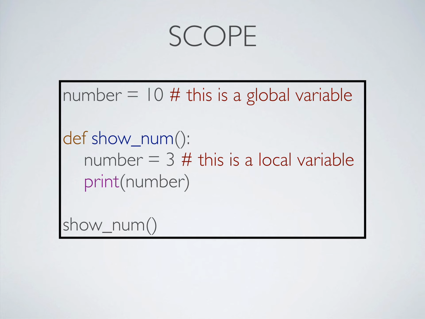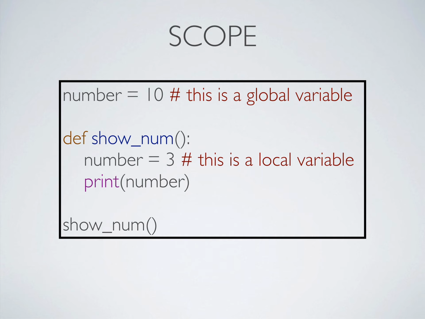Then we hit a function definition. This function's name is showNum. Inside showNum, there are two lines of code. The first line of code is number equals 3. That is creating a local variable. This local variable number only exists in showNum, and then it prints number. And then at the bottom of the code, we have the function call to showNum.